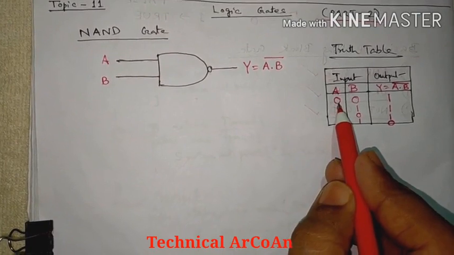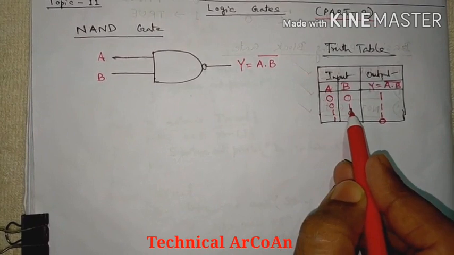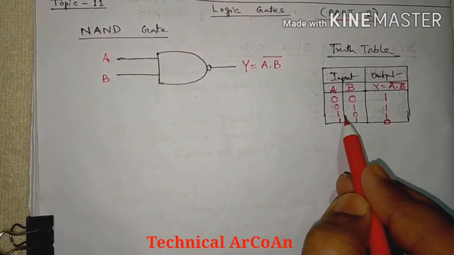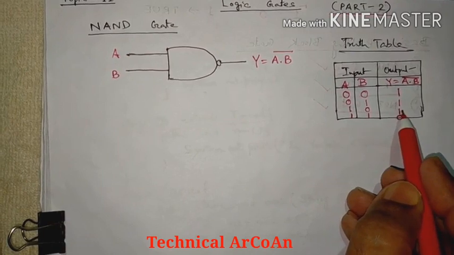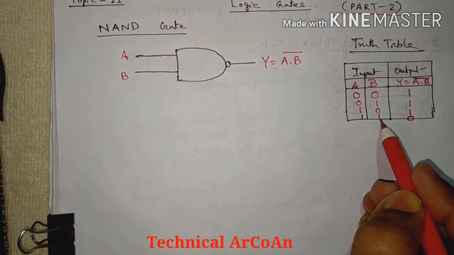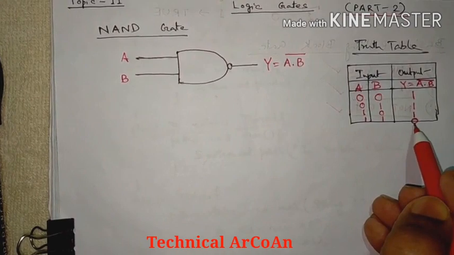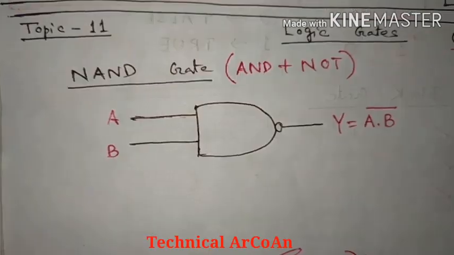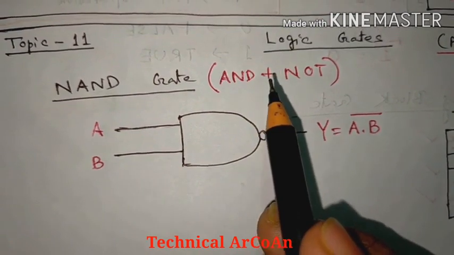Here, second case, we take 0 and 1. So in AND gate what will be the output? 0 into 1 will be 0, but there is a NAND, so 0's complement is 1, that's why the output is 1. In the third case, same, 1 into 0 is 0 for AND gate, and in NAND gate it is a complement, that's why it comes 1. Now the last case, 1 1: in AND gate, what do we get? The output will be 1, but in that case we get 0 because the complement of AND will be 0. And this is the block diagram of the NAND gate. Also remember this NAND gate is equivalent to AND gate plus NOT gate.